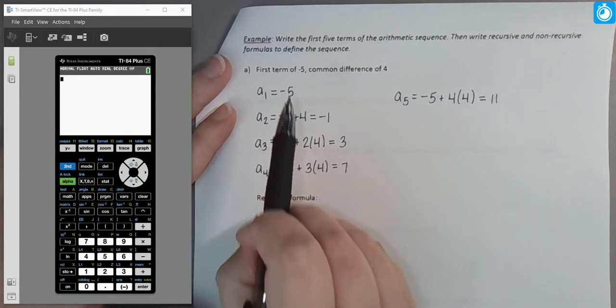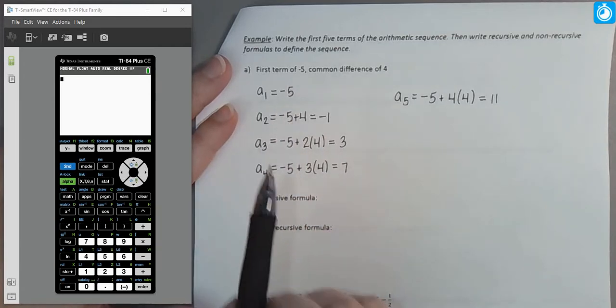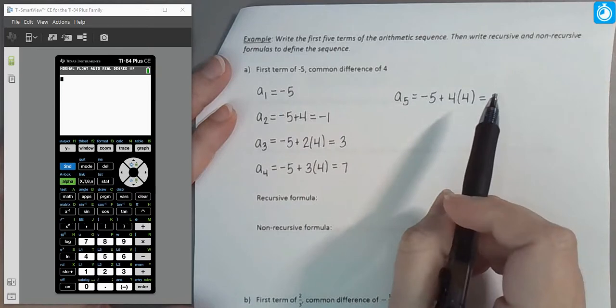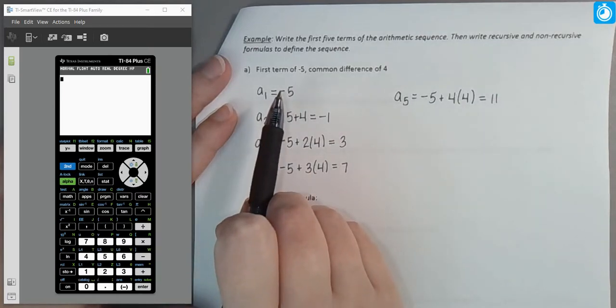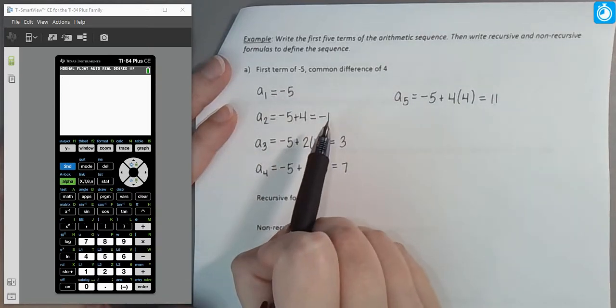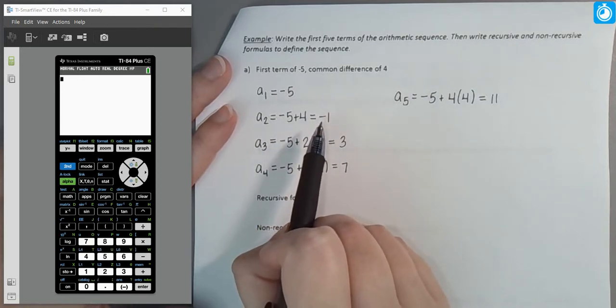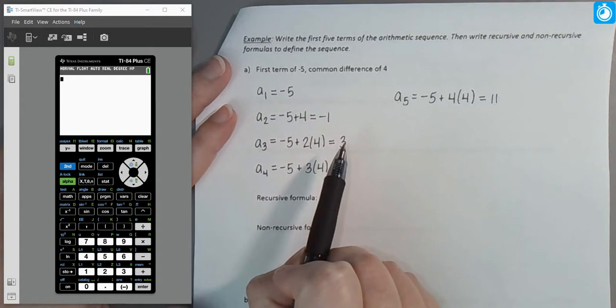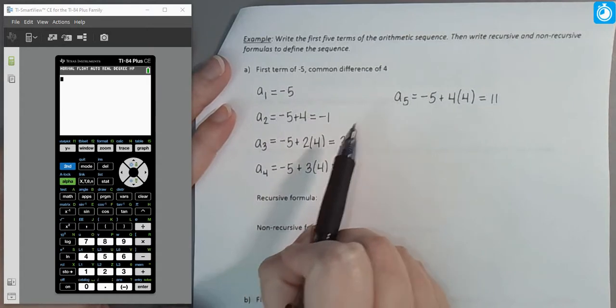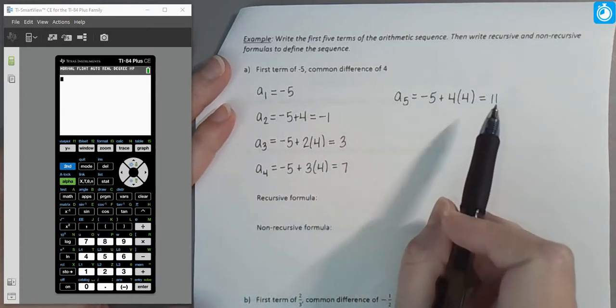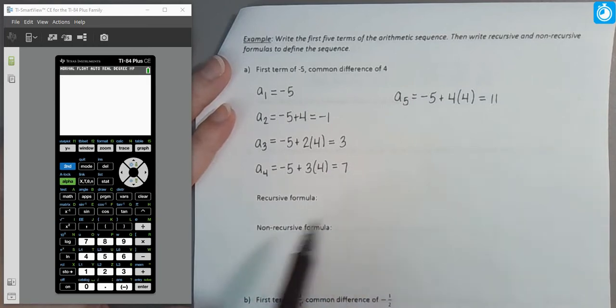Rather than thinking of starting with a sub 1 each time, another way of thinking of generating these terms is: start with a sub 1, and we'll add the common difference to get to the next term. If you then start with this next term and add the common difference again, you get to the next term, and then add it again, you get to the next term, and so on and so forth. So that's the idea behind the recursion here.